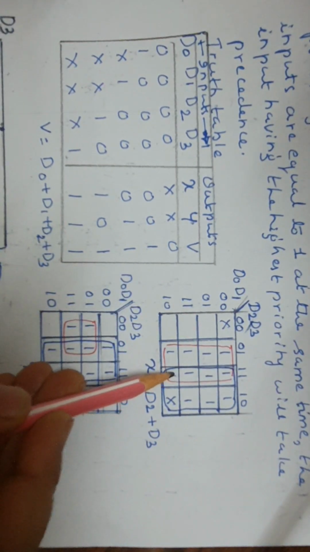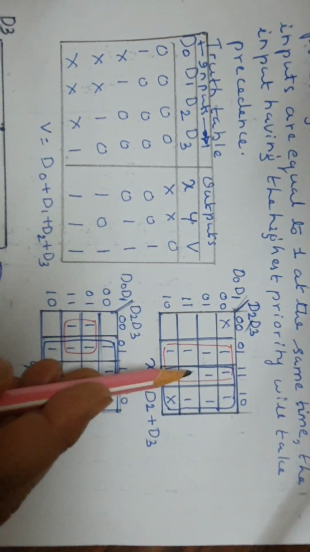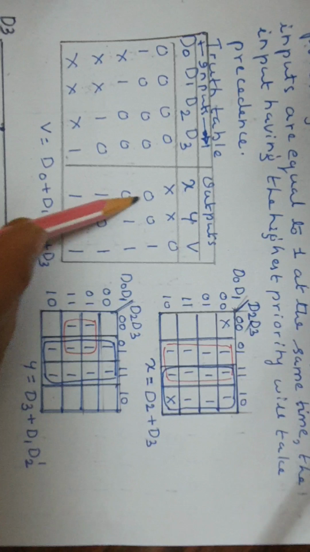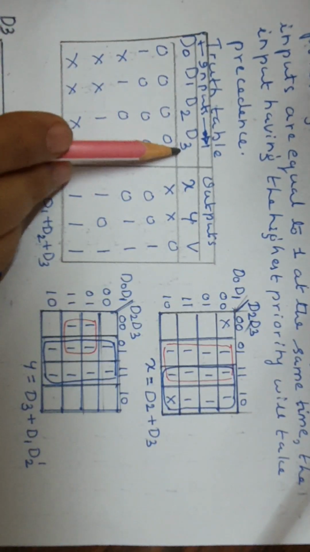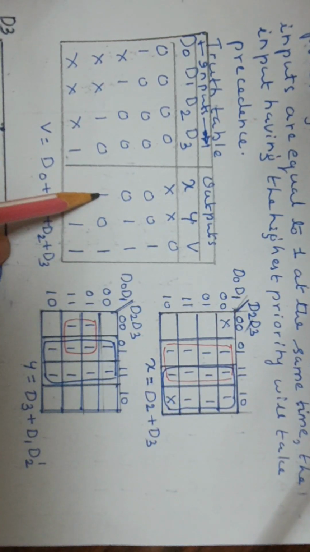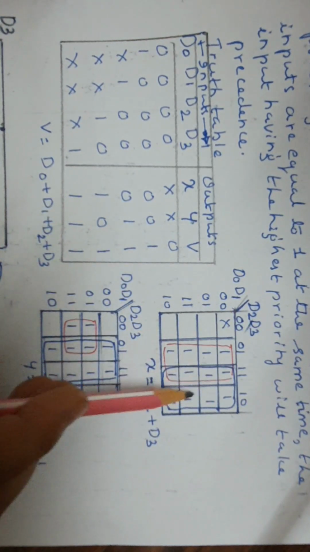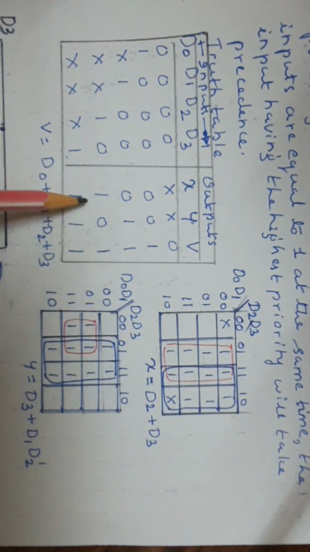See, this is the K map for X output. The X output values are filled in the K map because it is a 4 variable function, so 2 raised to 4 squares are drawn. Only 2 ones are there in the X output, but so many ones are filled in the K map. Why? That question arises here.